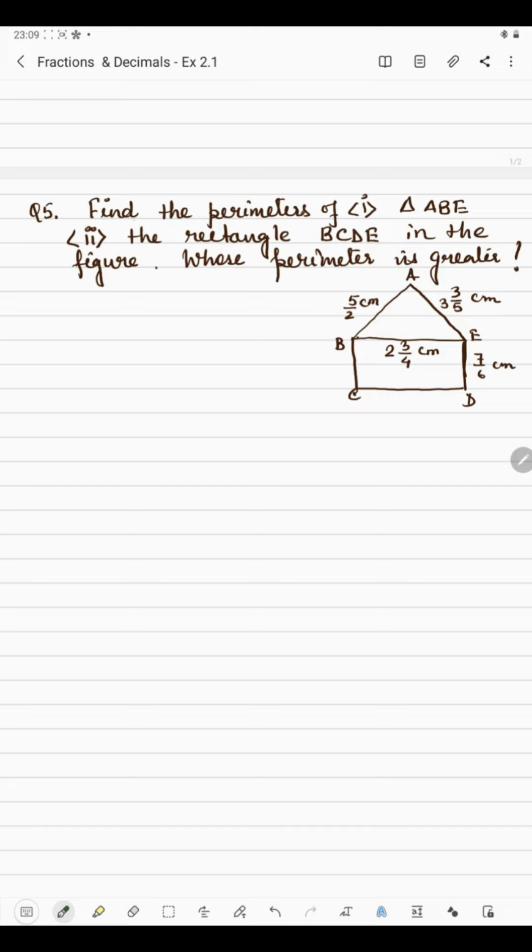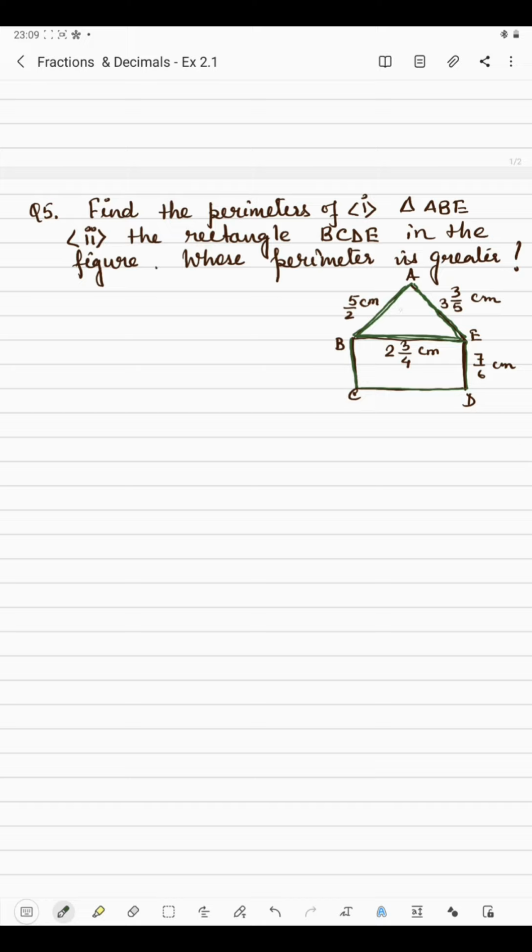Now in the next question we have to find the perimeters of the first part, triangle ABE, means if you see the figure, this is the triangle A, B and E. So we will have to find the perimeter of this, and perimeter means, as you know, that we will have to find the boundary of this. Okay, and then we will have to find the perimeter of the rectangle BCDE, the rectangle in the figure. Now after finding the perimeter of these two figures, the triangle and the rectangle, we will compare and find whose perimeter is greater.